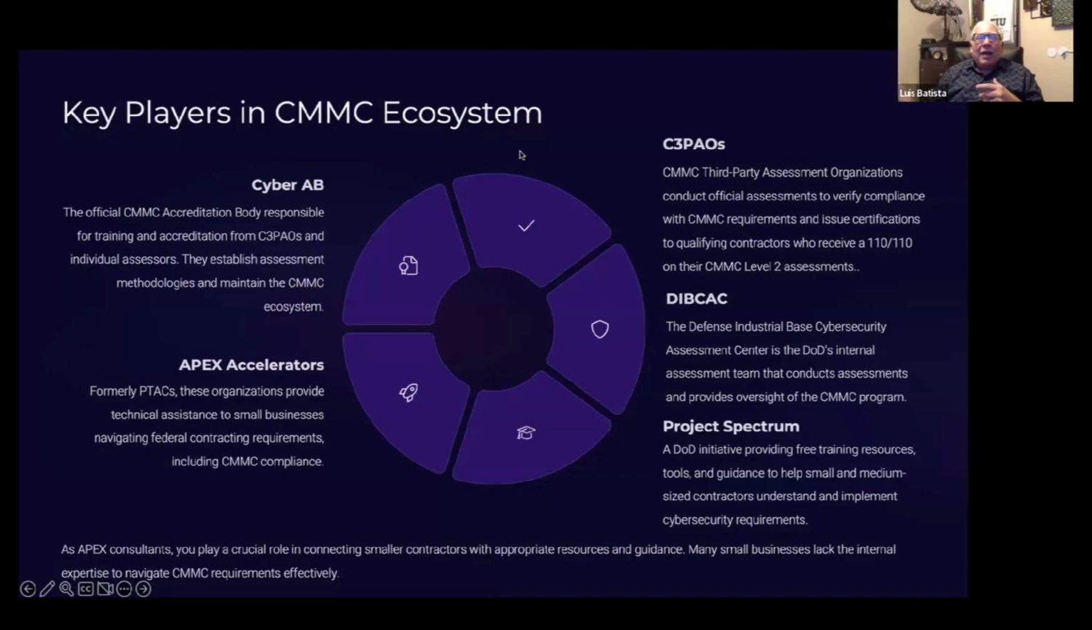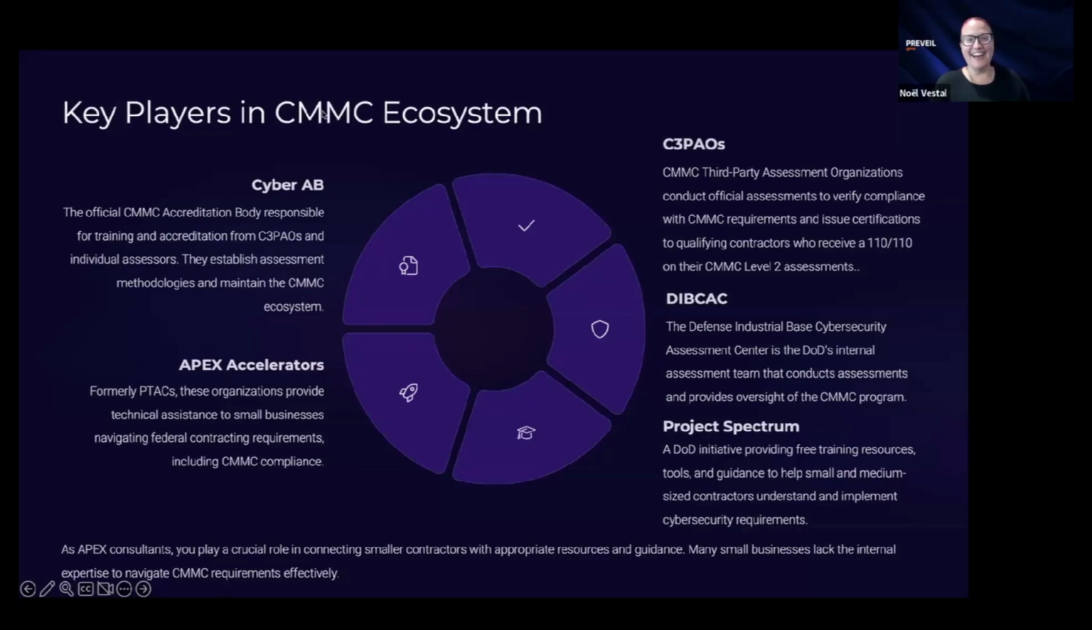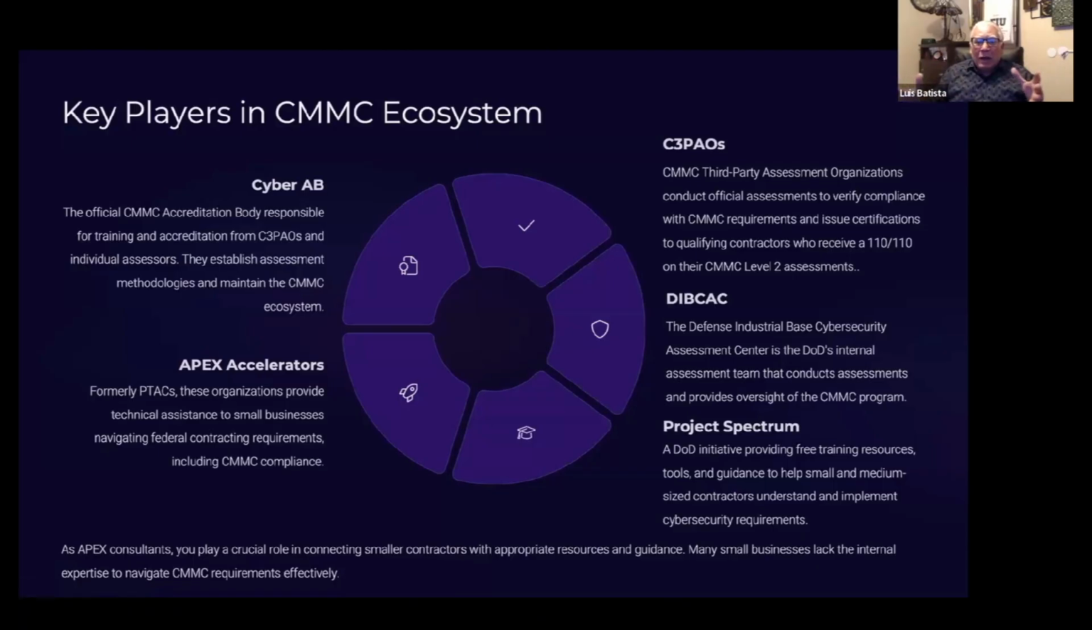C3PAOs, we're talking about them. They're Certified Third-Party Assessment Organizations, I believe. They're the only ones that can actually do the assessments. So you really want to make sure they really understand that. Everything else you do, you can do on your own. You can involve anybody you want and everybody you want, as long as you meet the requirements. But you have to have a C3PAO assessment. And you renew every 3 years.